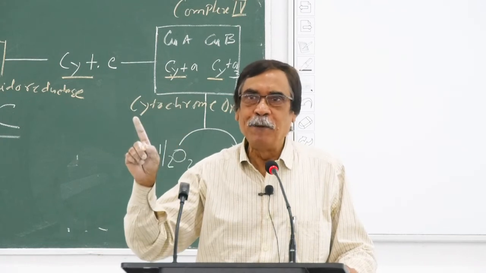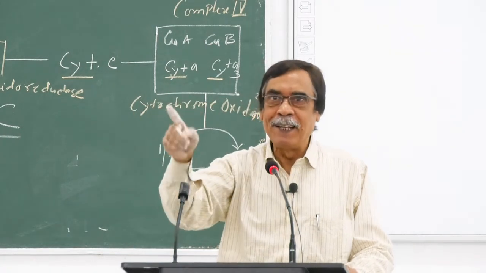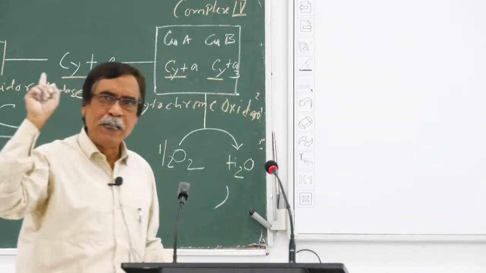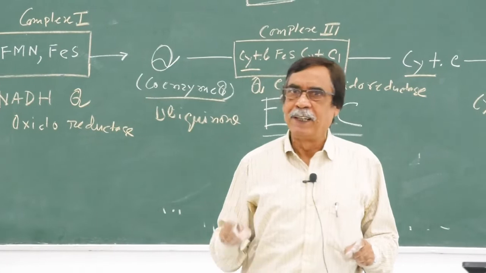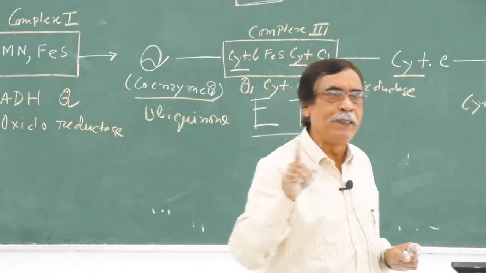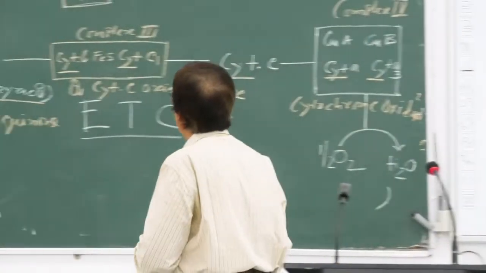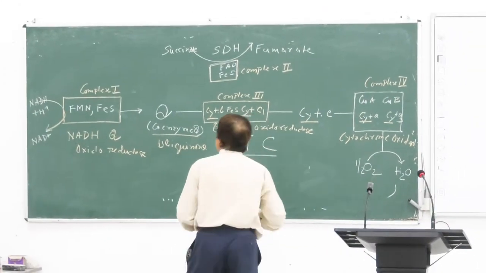Hemoglobin, myoglobin, cytochromes, catalase, peroxidase. Remember, I am not writing. Heme containing proteins are frequently asked, and you have to mention hemoglobin, myoglobin, catalase, peroxidase, and cytochromes. These are properly arranged.